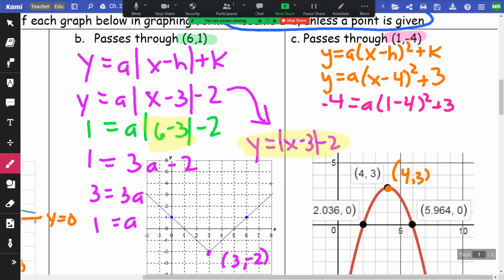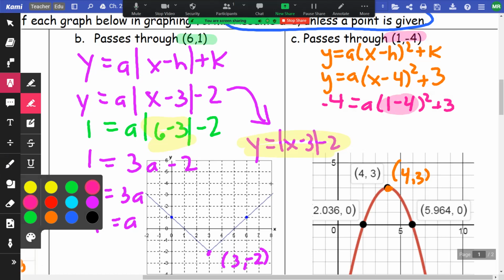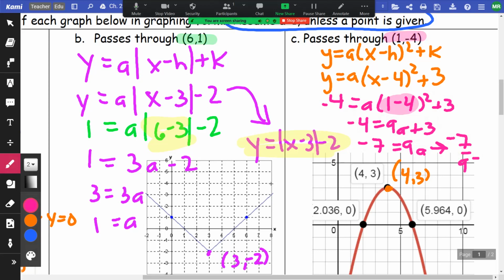1 minus 4 is a negative 3, and a negative 3 squared is 9. So I'm going to have negative 4 is equal to 9a plus 3. I'm going to subtract 3 from both sides, so we get negative 7 is equal to 9a. I'm going to divide both sides by 9, so I'm going to get negative 7 over 9 is my a.